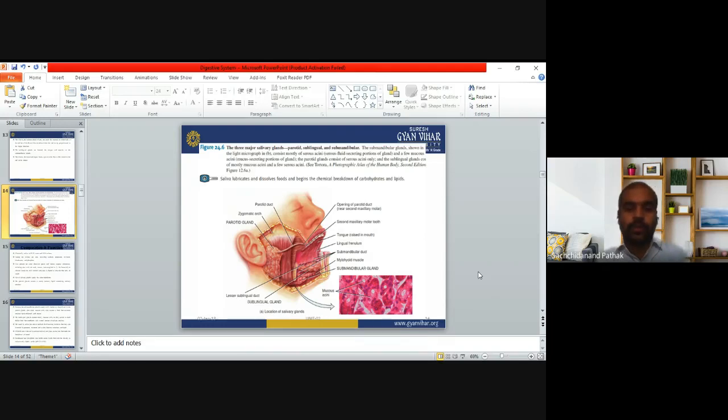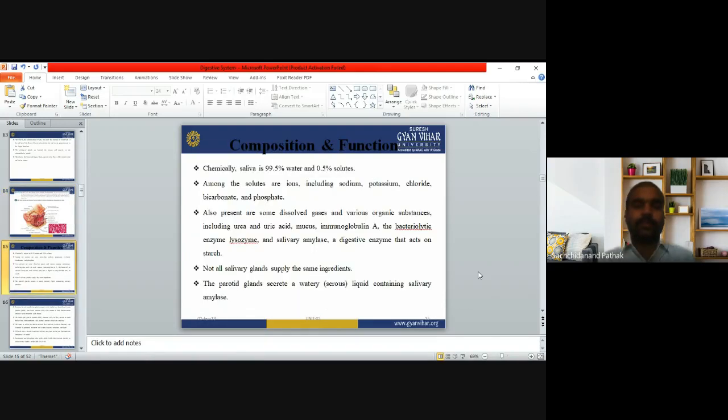Except that, next will be the submandibular gland. You can see the submandibular gland is just on the floor of the mouth, and it has the submandibular duct, and this duct opens into the medial lines. Then the third is the sublingual gland, just beneath the tongue, and it has the sublingual duct, and this duct opens into the floor of the mouth. So these are the salivary glands.